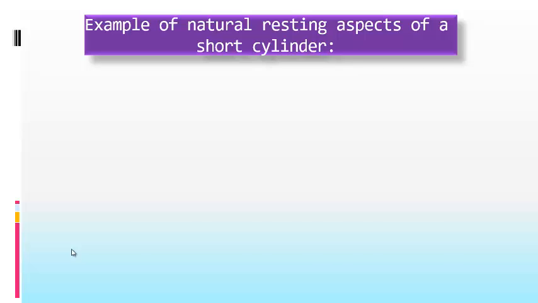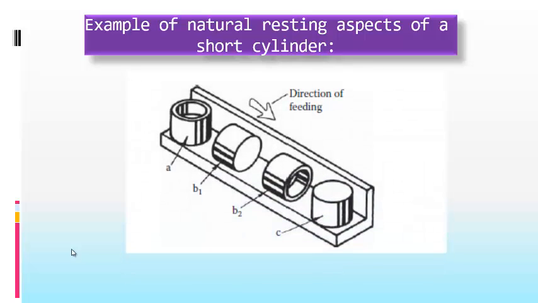Example of natural resting aspect of a short cylinder. Here is a short cylinder, and we find it can rest on 4 sides. If you look at A, at the top; B at one side; C at the other side; B1 at one side, where the closed part is to the left and then the closed part to the right; and C is on the other side. That means in a short cylinder you can get those 4 orientations on the feeder track.